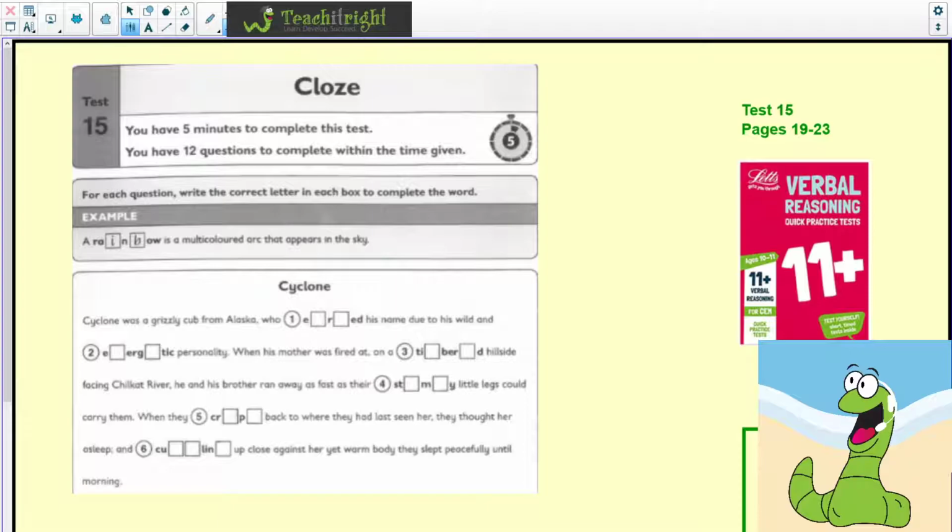Looking at test 15, this is a closed passage. So what we're looking to do here is add in the words into the passage. So it's a little bit more detailed than what we've just done, in the sense the word must also fit within the sentence.